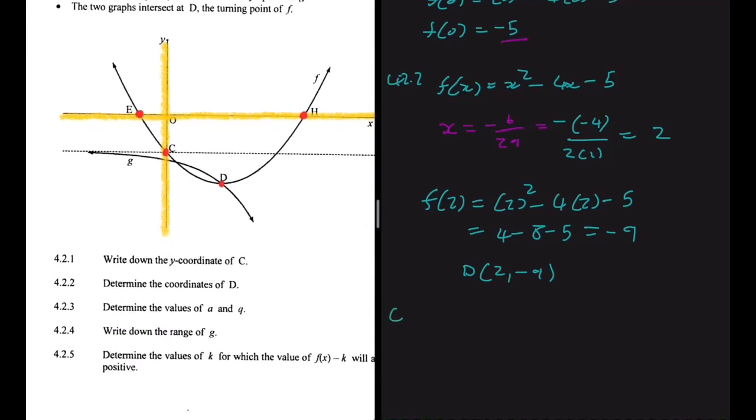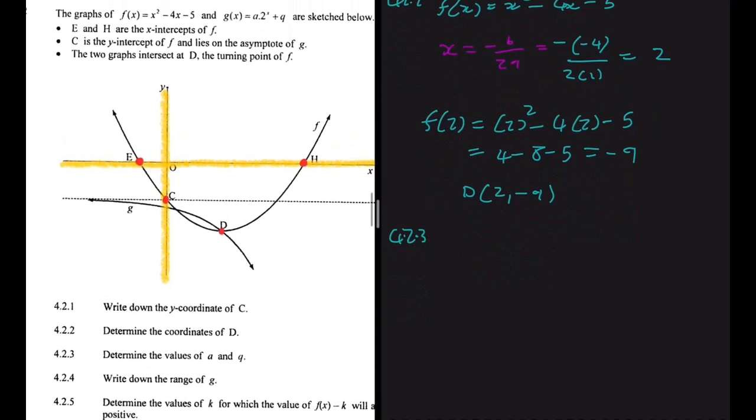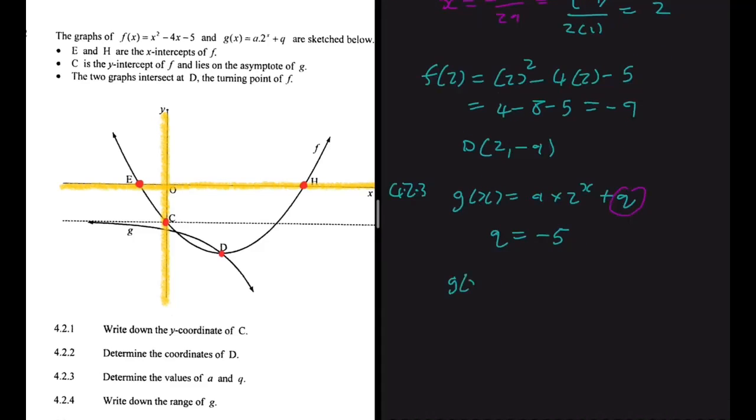Now let's do 4.2.3. So in 4.2.3, we're looking for the values of a and q, right, from our graph g of x. So g of x is equal to a multiplied by 2 to the x plus q, right? q is the asymptote of our graph, but we are told that the asymptote of g is at the y-intercept of f. So now we can easily say that q is equal to minus 5. So if q is equal to minus 5, then we have g of x being equal to a multiplied by 2 to the x minus 5, right?